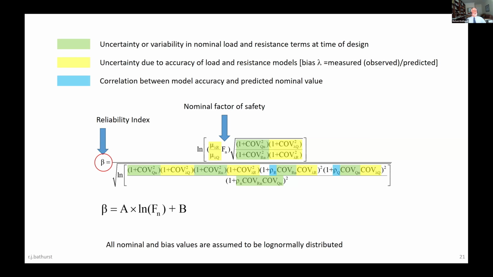And this equation, if you look at it closely, if you collect different groups of the statistical quantities that you see there into A and B parameters, what it shows you is that the reliability index varies as the log of the nominal factor of safety that we are familiar with from conventional geotechnical design practice. And this equation is rigorously correct if all of those unknowns, if you like, are lognormally distributed, which is a reasonable assumption.